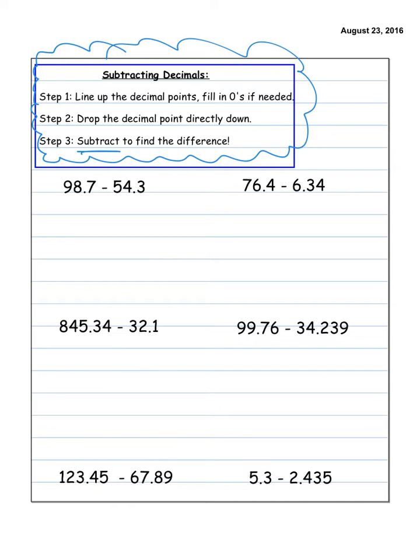And then just change for step 3, you could put add or subtract to find the sum or the difference. So again, we line up our decimal points, 98 and 7 tenths minus 54 and 3 tenths. 7 minus 3 is 4. Drop down that decimal. 8 minus 4 is 4, and 9 minus 5 is 4. So 44 and 4 tenths.